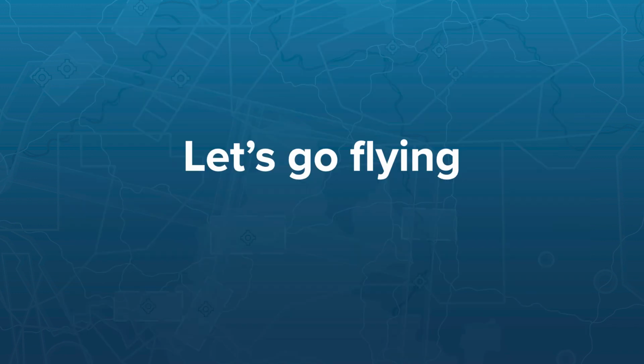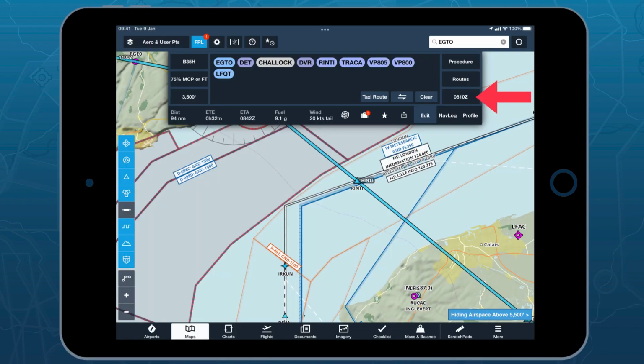Now let's go flying. Before the flight, you can enter the departure time in the flight plan editor and download the pack. This makes weather information available during the flight without an internet connection.